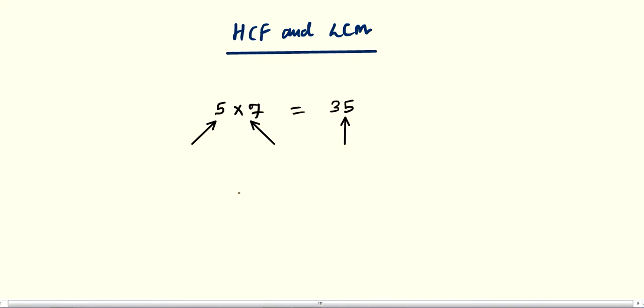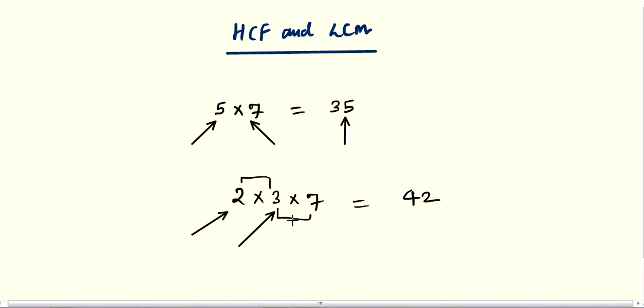Then one more example, 2 into 3 into 7. So 2 threes are 6 and 6 sevens are 42. So in this example 2, 3 and 7 are the factors of 42.